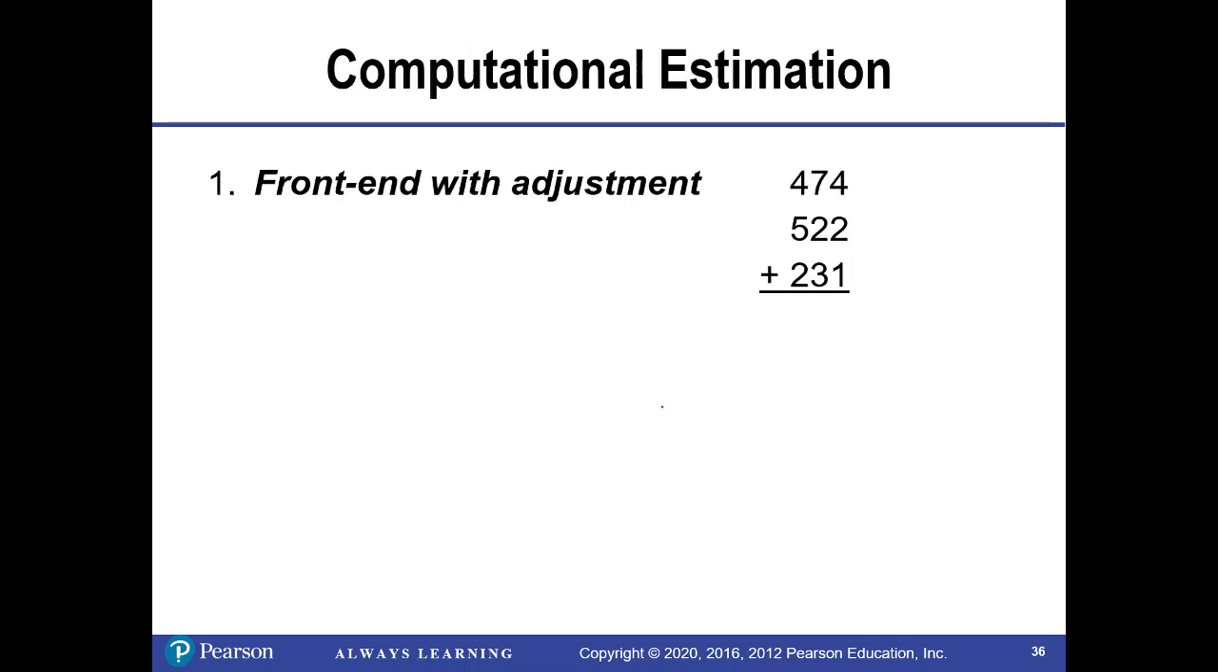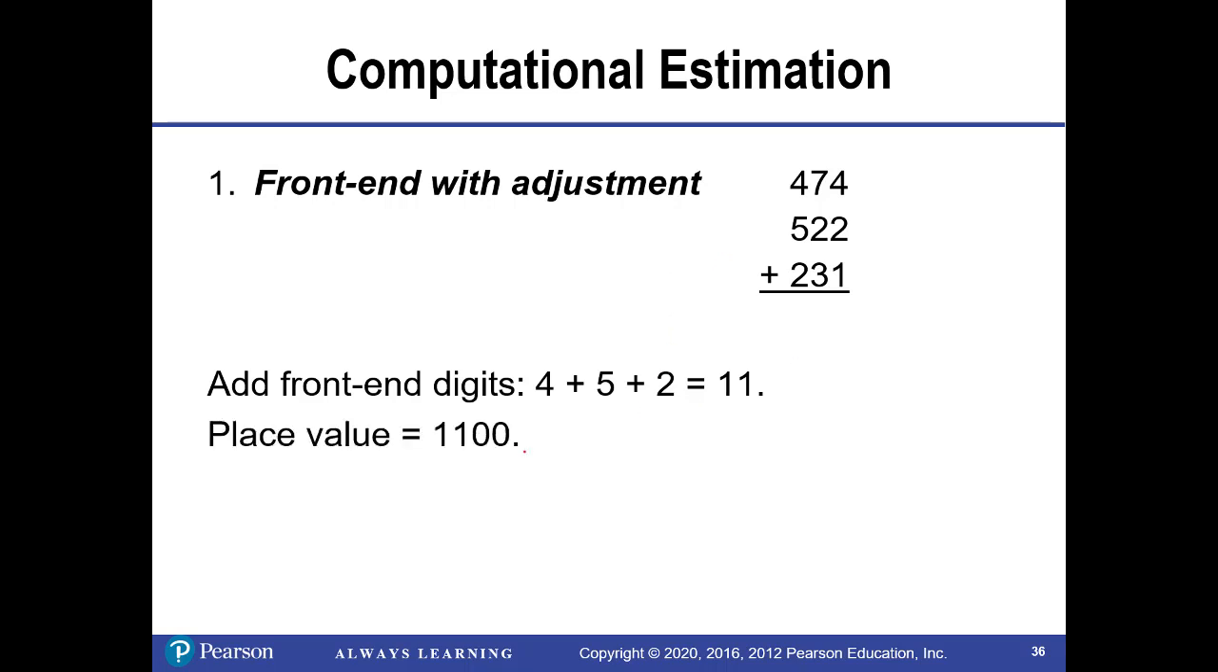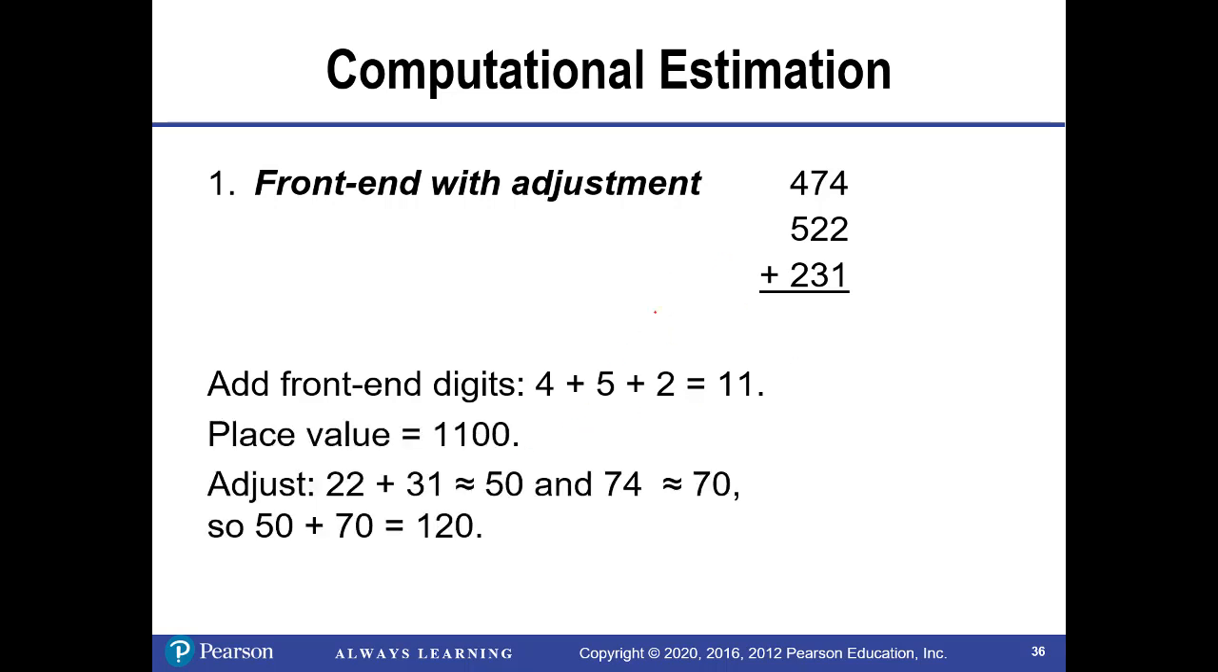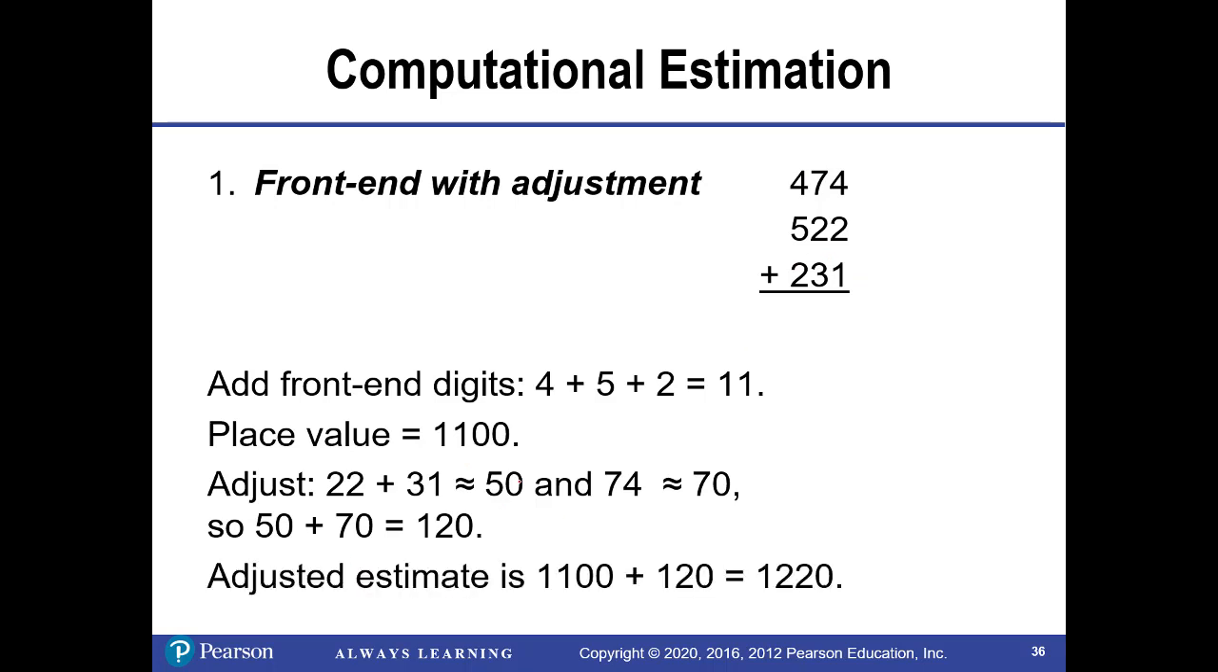All right. Other things of estimation, one is called front-end estimating. In a case like this, we just add the first digits. So here, 4 plus 5 plus 2 is 11. And these are all hundreds, so we have 1100. And then we make some adjustments. 22 plus 31 is about 50. 74 is about 70. 50 plus 70 is 120. So our adjusted estimate is 1100 plus 120. So if we were just adding the first number, that is front-end estimation. Adjusting takes into account really what our tens place is.